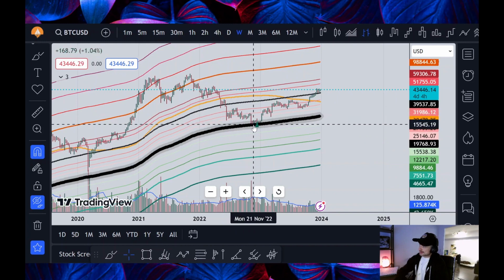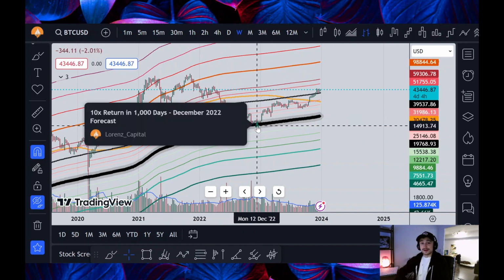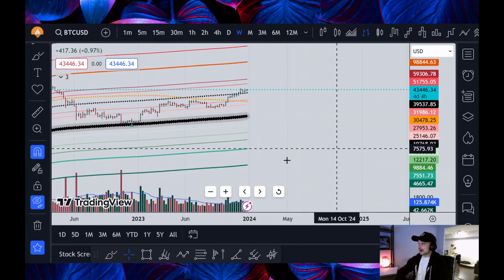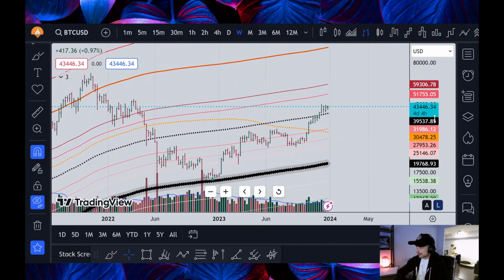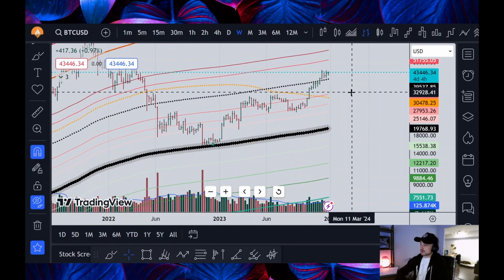And then we came down into the 355. That's the 355 week moving average. And you can see actually here on TradingView, guys, you can come to tradingview.com.